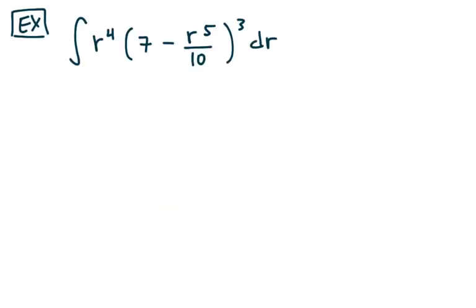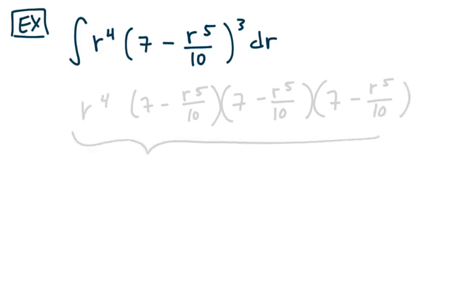So our next example, here we're going to integrate r to the 4th times the quantity 7 minus r to the 5th divided by 10 raised to the 3rd power. And we're integrating with respect to r. Now, you don't necessarily have to solve this problem using U-substitution. You do have the option using algebra to multiply this, or to FOIL in a sense, 3 times. And then distribute that r to the 4th.